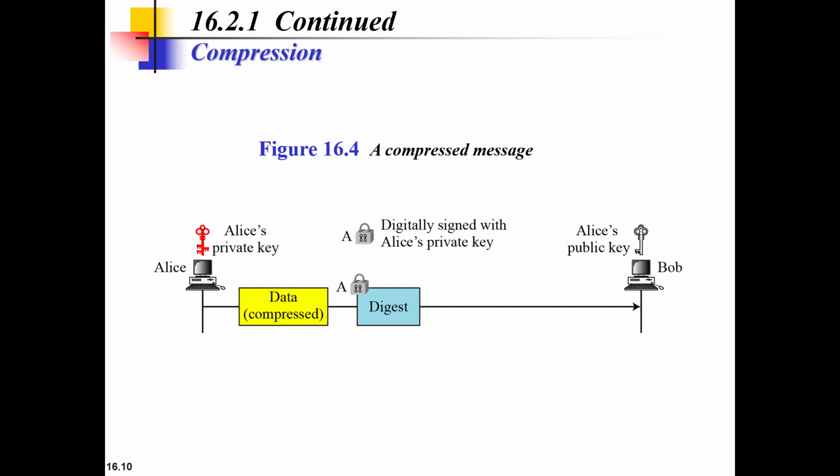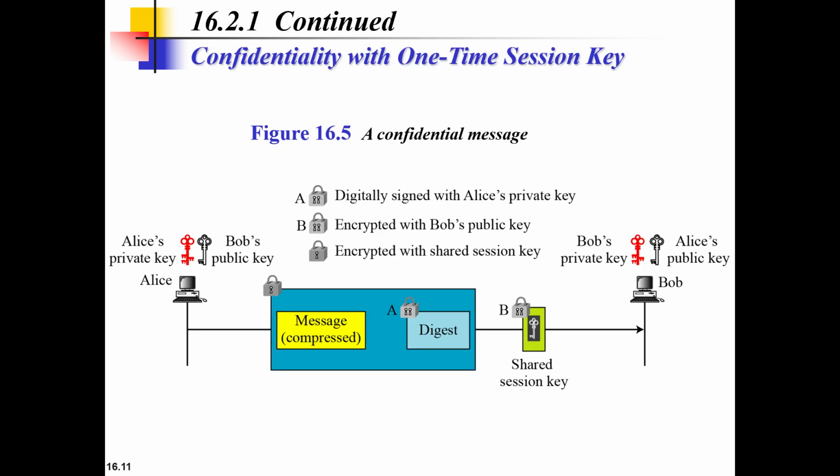Next is confidentiality with a one-time session key. Confidentiality in an email system can be achieved using conventional encryption with a one-time session key. Alice can create a session key, then use the session key to encrypt the message and the digest, and then send the key itself with the message. However, to protect this session key, Alice encrypts it with Bob's public key. When Bob receives a packet, he first decrypts the key using his private key to recover the session key. Then he uses the session key to decrypt the rest of the message.